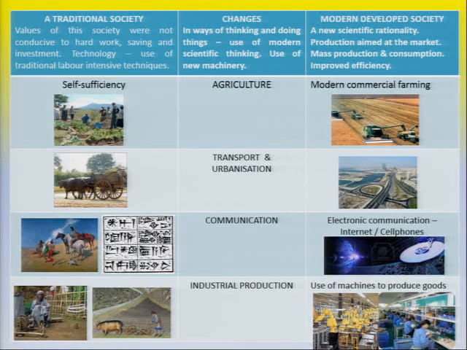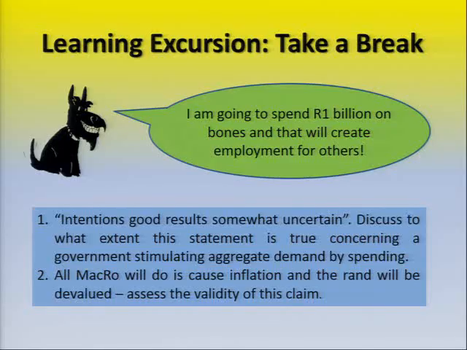In our modern society, we've got big machinery. A lot of capital is being used in order to produce goods and services. We have become a more capital-intensive kind of producing nation. So that's just the difference to show you. If we talk about development, it's when we move from a traditional society to a modern developed society. Right.